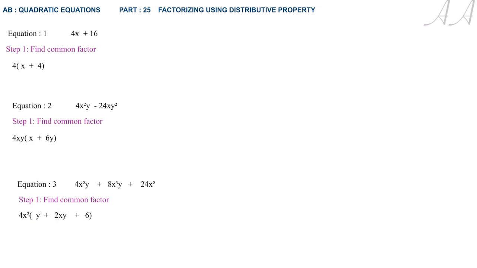Let's do equation number 3. Step 1 is finding the common factor. So I think let's take out 4x squared. Yeah. So we'll be left with y and 2xy and 6.